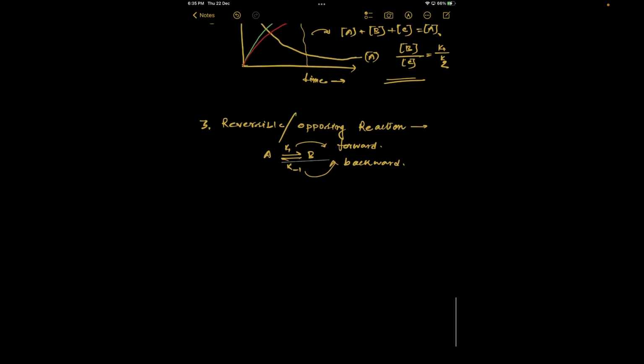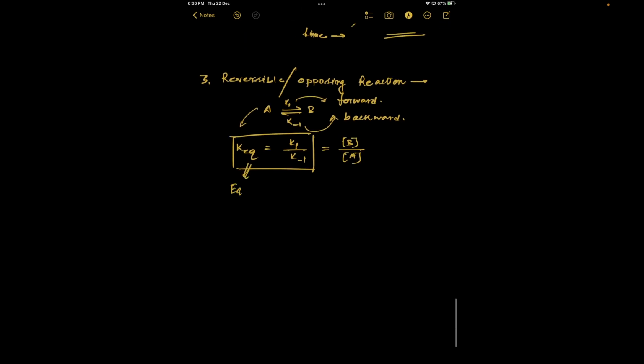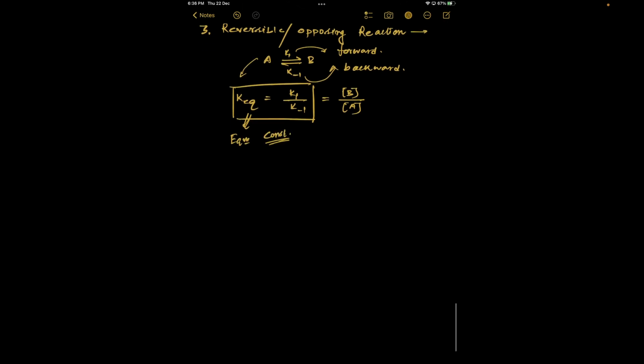Now for a reversible reaction, the A and B molecules are in equilibrium. That means the overall rate constant, which we call K equilibrium, is K1 divided by K minus 1. So the equilibrium constant for this reaction is just K1 divided by K minus 1, which will be equal to the concentration of B divided by concentration of A. This is the equilibrium constant.